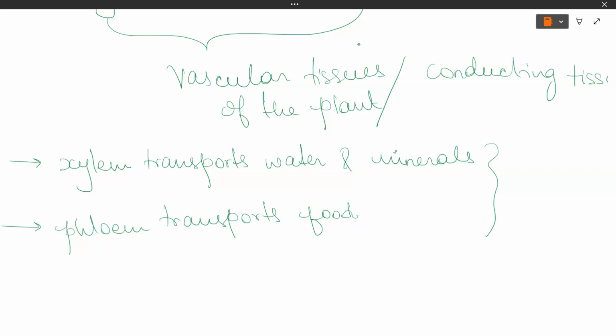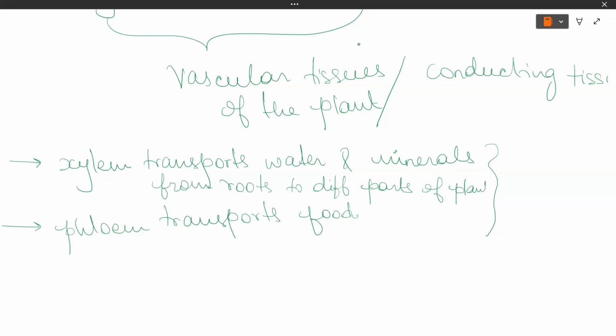Ma'am, we have to write the types also? No, the types come later on. First of all, you'll have to specify transport water from where to where, and transport food from where to where. Tell me, xylem transports water from where? Yes, it transports the water and minerals from roots to different parts of the plant, isn't it?